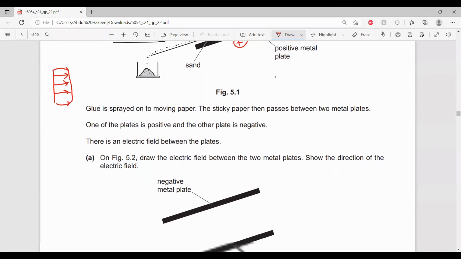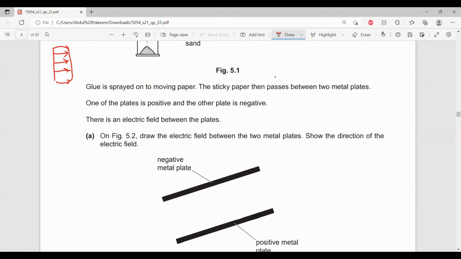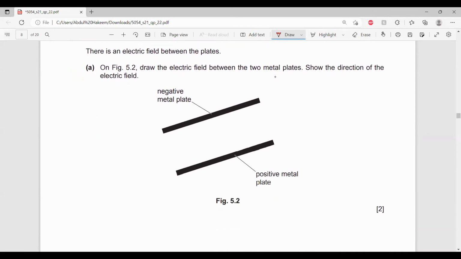Okay. Draw the electric field lines between the two plates, and show the direction of the electric field. So here, this is negative, this is positive. So the electric field is directed from positive to negative. Inside, it is a uniform field, so equally spaced. And outside, you have to draw a curved field. We have done this in the past. So this is the shape of the electric field.